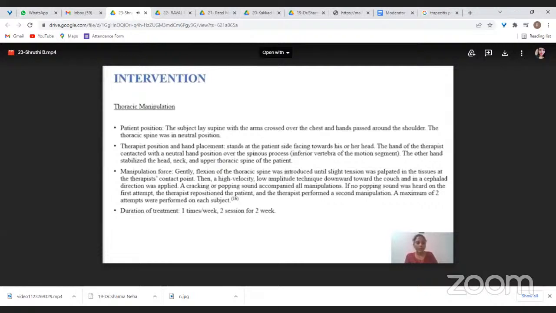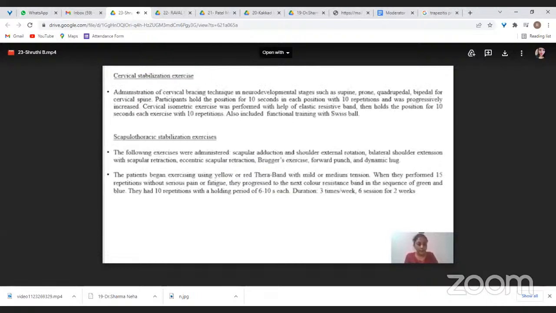Moving on to the stabilization exercise. As an exercise protocol, postural correction and stretching exercises were also incorporated. Then we proceeded with cervical stabilization exercise and scapulothoracic stabilization exercise.